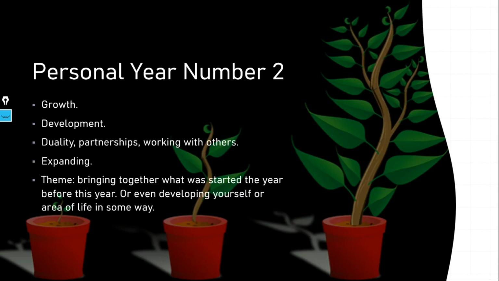If you have a personal year number of number 2, this is obviously a dual number, and it is about growth and development. You're moving from being independent to duality, coming together and development. It is a year of expansion as well, which is obviously another form of growth. Your theme here could be bringing together what was started the year before in your year number 1, developing that, or even developing yourself or another area of your life in some way.